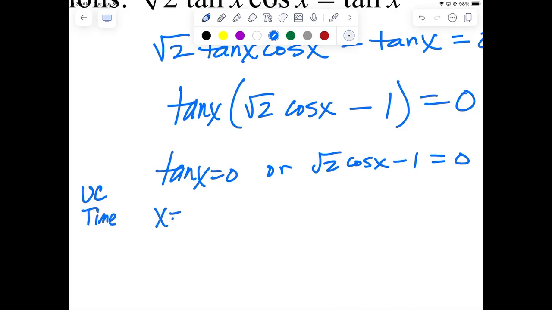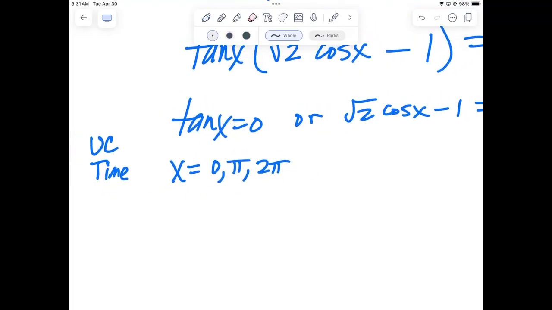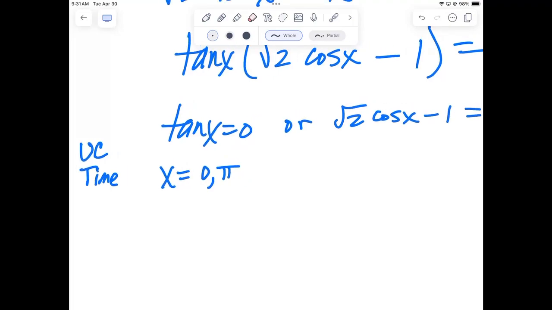Where is tangent equal to 0? Pi halves and 3 pi halves. Is that right? I think those are the vertical asymptotes, don't you? Oh, yeah, it's 0, pi, and 2 pi. Now, I don't really need 2 pi because it's coterminal with 0. So I'm just going to go 0 and pi. 2 pi is actually the start of the next rotation. You got to be careful.